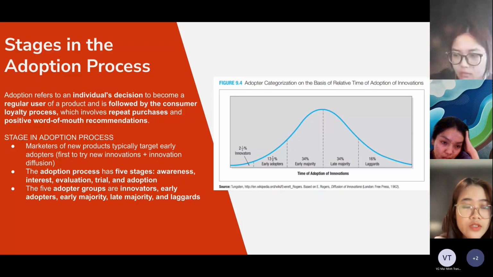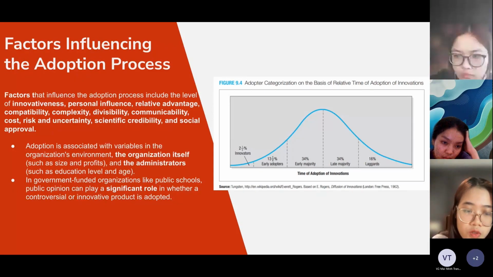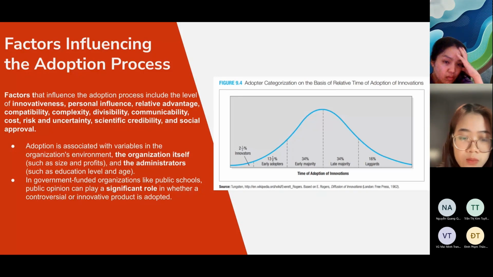So the next is the factors influencing the adoption process. So there are 5 characteristics that influence an innovation's rate of adoption. The first is relative advantage, the degree to which the innovation appears superior to existing products. The second is compatibility, the degree to which the innovation matches consumer values and experience. The third is complexity, the degree to which the innovation is difficult to understand or use. The fourth is divisibility, the degree to which the innovation can be tried on a limited basis. The fifth is communicability, the degree to which the benefits of use are observable or describable to others.